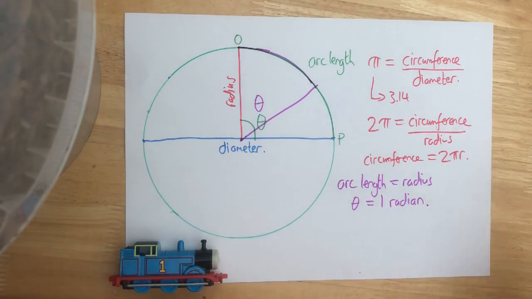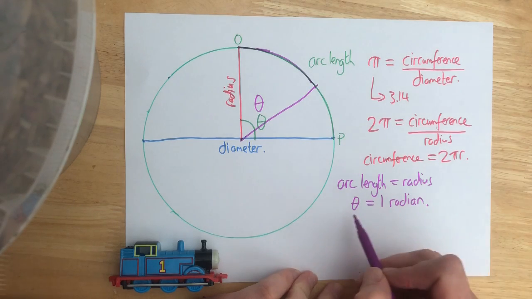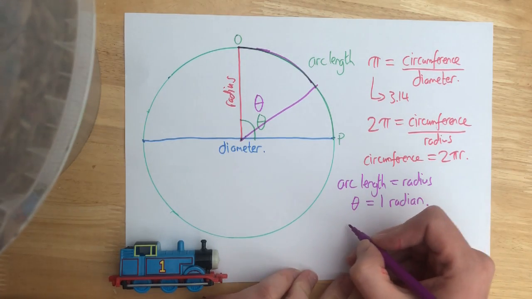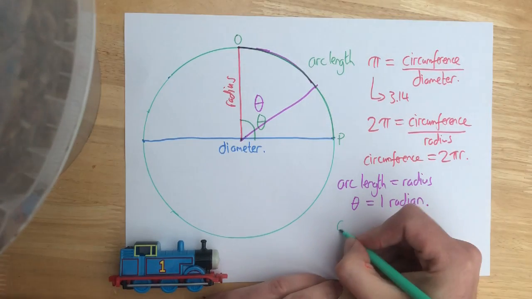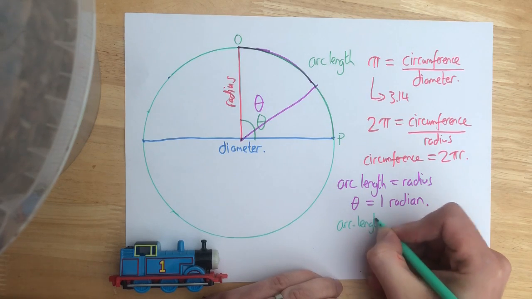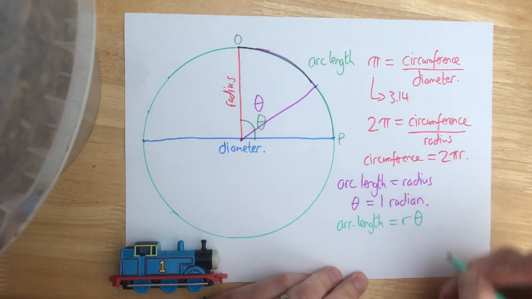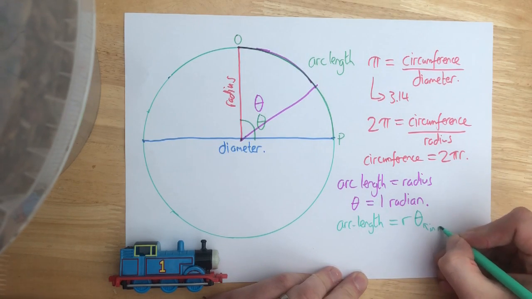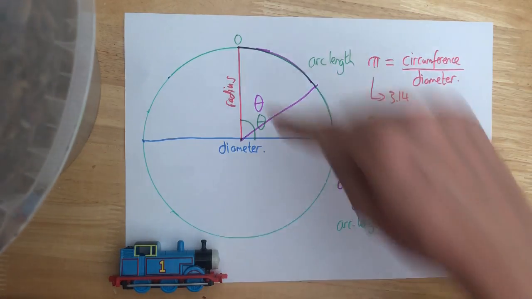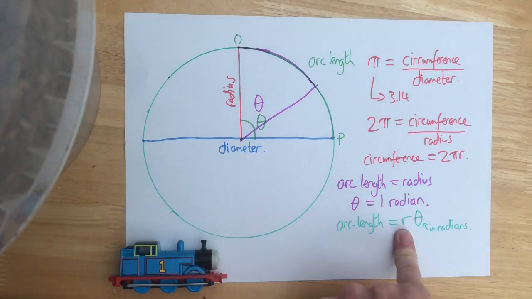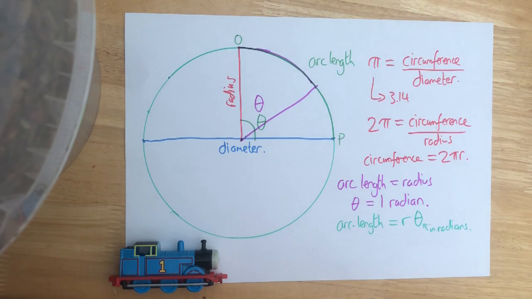From that definition, if the arc length is equal to the radius, then the angle is 1 radian. So the arc length of any circle is equal to the radius of the circle multiplied by the angle in radians. That's true for any circle as long as that angle is in radians. So the arc length from there to there would be the radius multiplied by that angle in radians, and we'll discuss what that is in just a second.